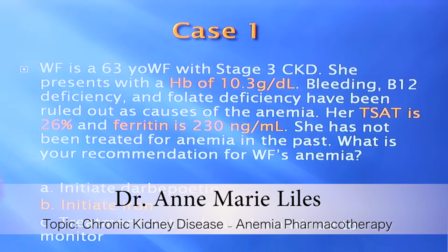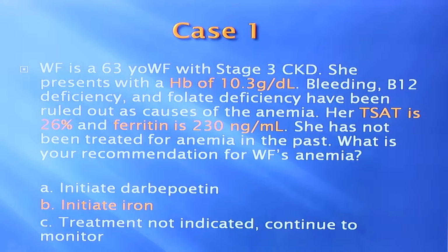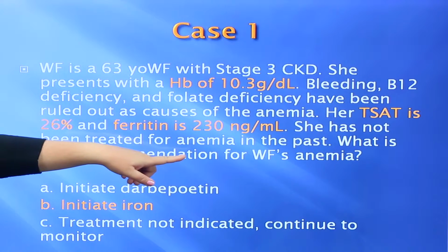So if we go back to our case, remember we had our 63-year-old white female with stage 3 CKD, so it's about the time that many patients with CKD will develop anemia. Her hemoglobin has dropped to 10.3. Her TSAT's 26%, and ferritin is 230.